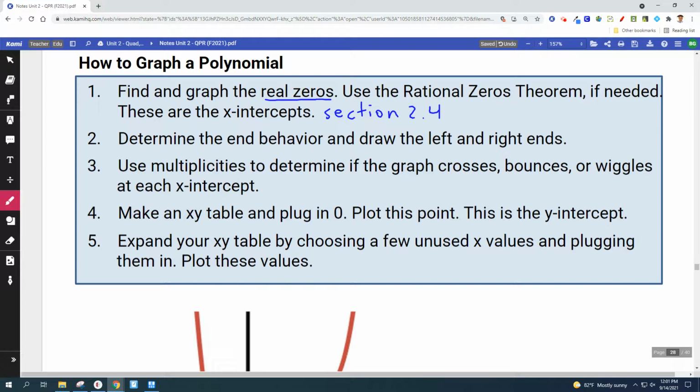Number 2 says determine the end behavior. Okay, that's what we just did. 3, use multiplicities to determine if the graph crosses, bounces, or wiggles. 4, make an XY table and plug in 0. 5, plug more numbers into your table, basically.